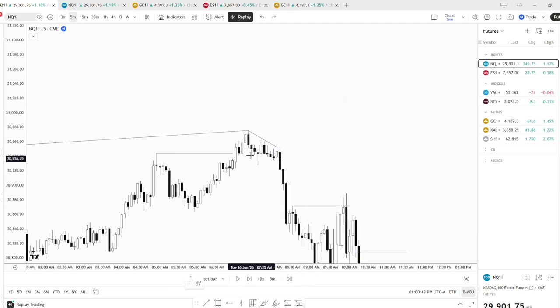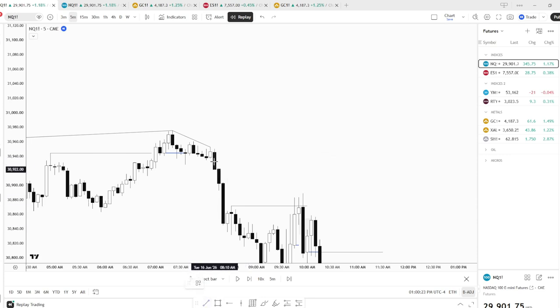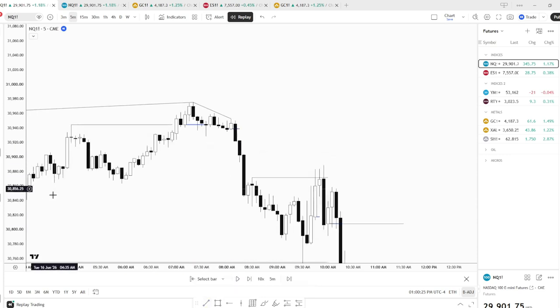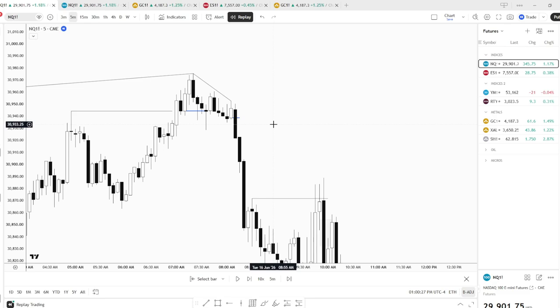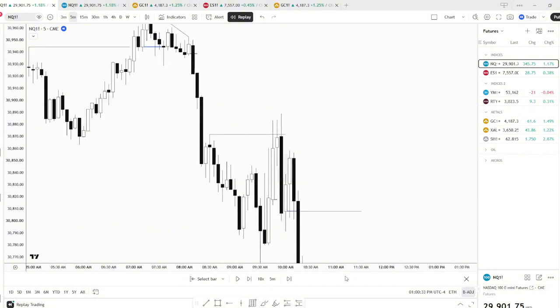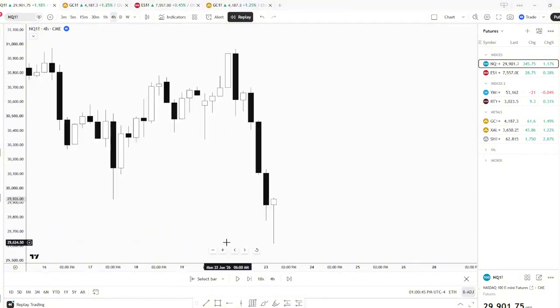Right here is where we have the SMT and the sweep of that 4-hour high. You could have gotten into a position whenever we CISD'd right here, or after we put in this SMT right here and close through this up close candle. So there are multiple entries to get on side for that 4-hour power of 3 and the 10 a.m. open high lower close.